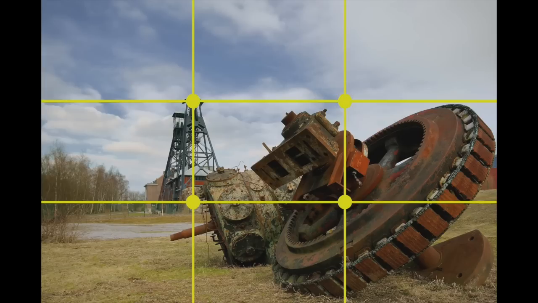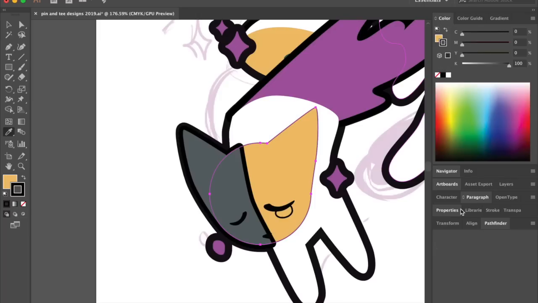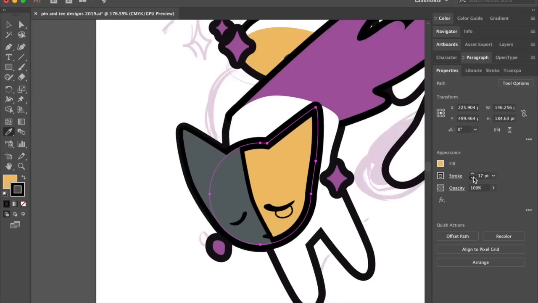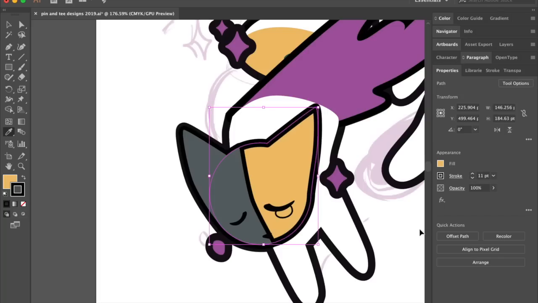You can find lots of visuals on this if you just search rule of thirds on Google. There's so many images on it, you'll understand what I'm talking about. It's very visually pleasing when you put your focal points on these points, as it achieves that kind of unbalanced balance.